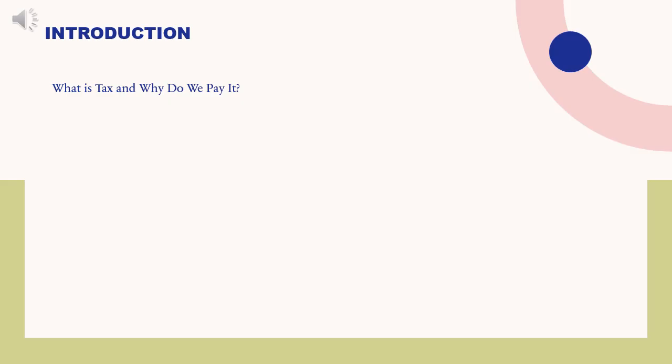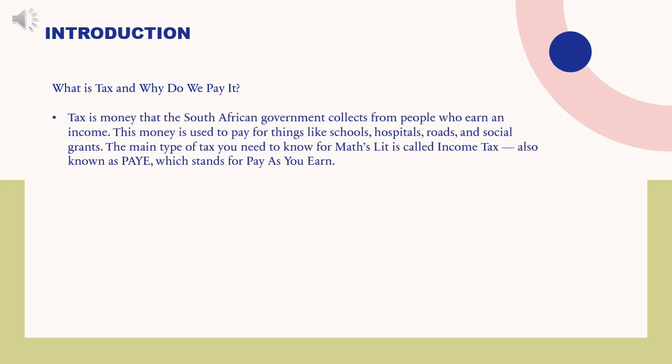What is tax and why do we pay it? Tax is money that the South African government collects from people who earn an income. This money is used to pay for things like schools, hospitals, roads, and social grants. The main type of tax you need to know for Maths Lit is called income tax, also known as PAYE, which stands for pay as you earn.